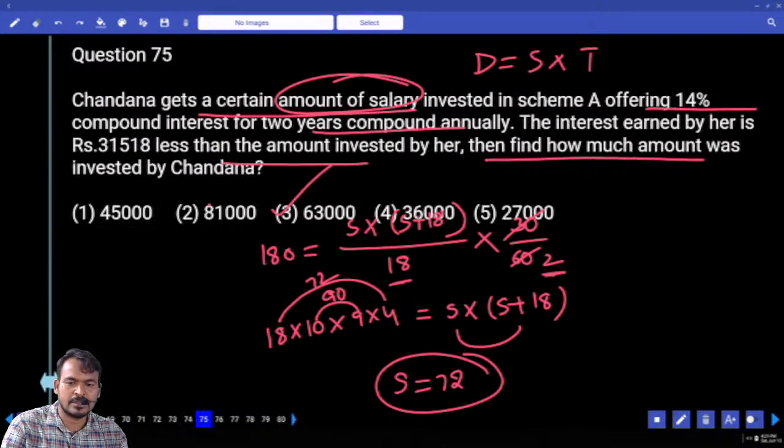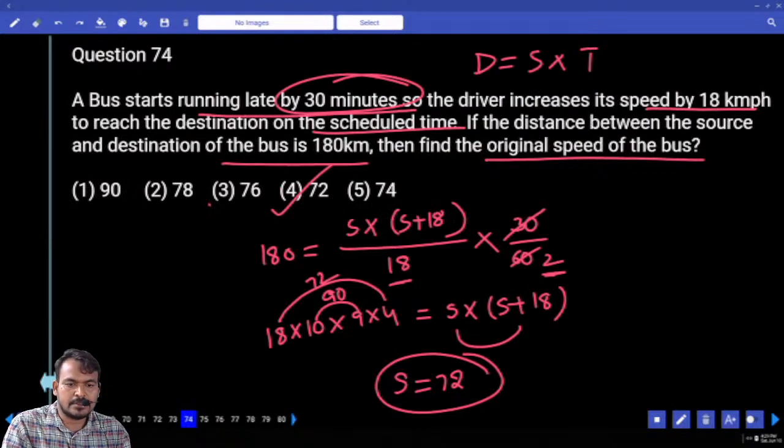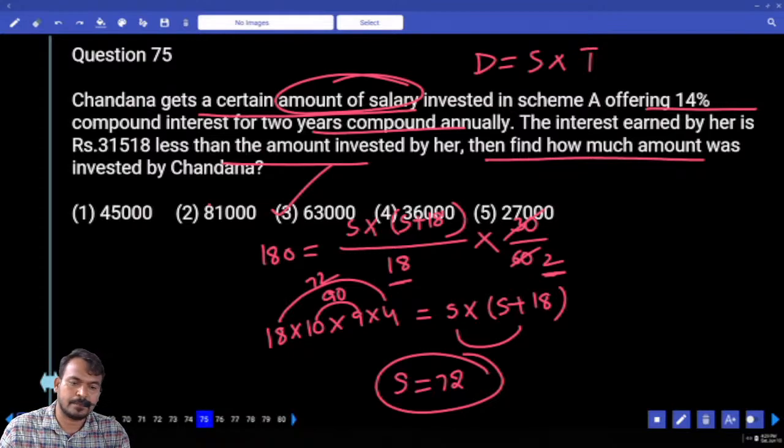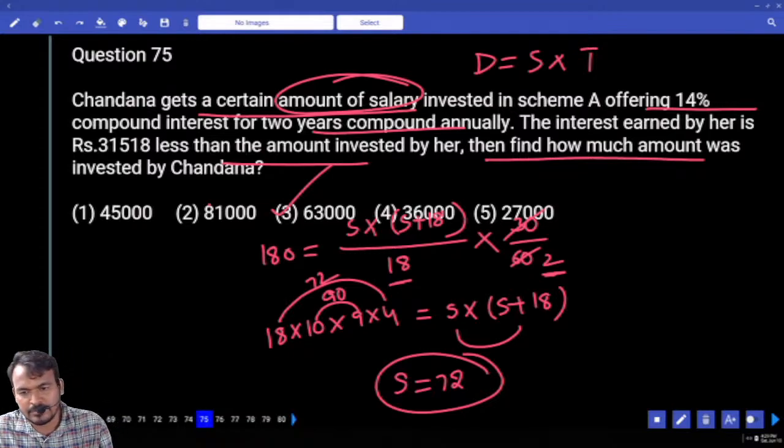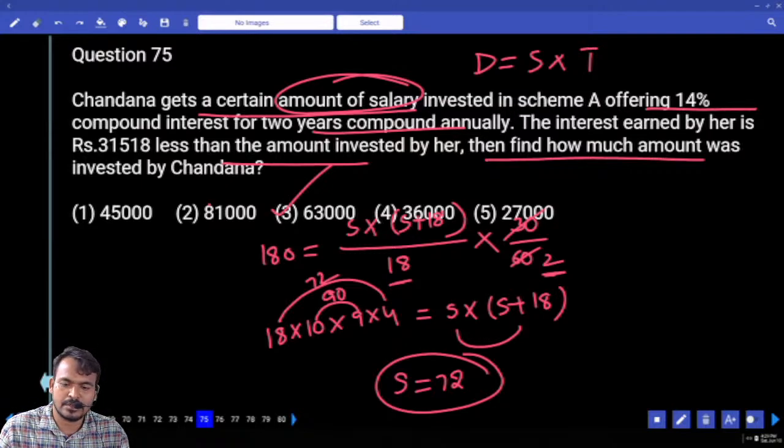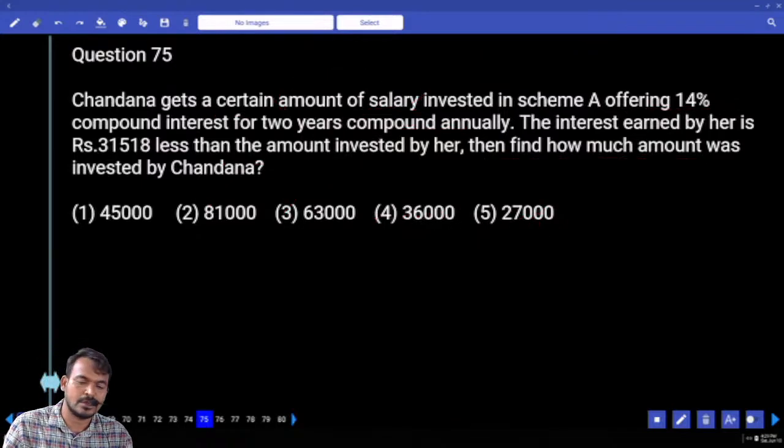Next, question number 75. Sorry, question number 75. Chandana gets a certain amount of salary, invested in scheme A, offering 14% compound interest for 2 years, compounded annually. The interest earned by her is 31518 less than the amount invested by her. Then find how much amount was invested by Chandana.